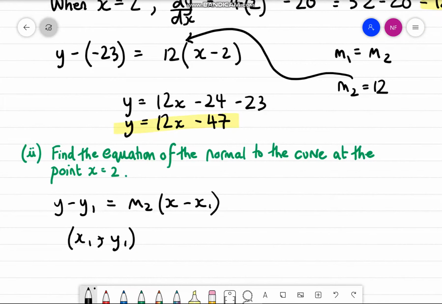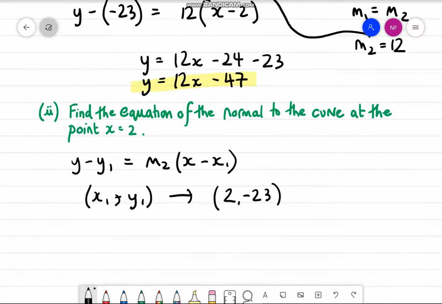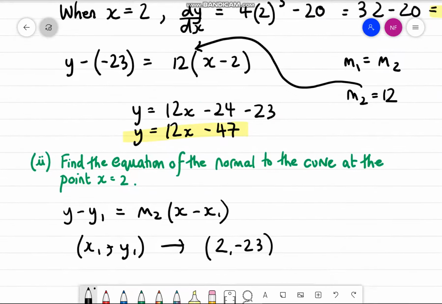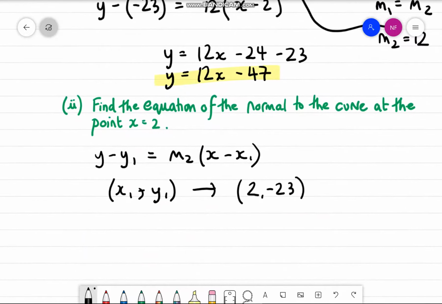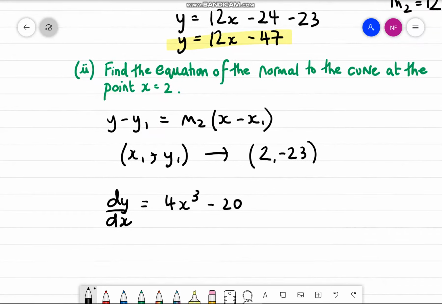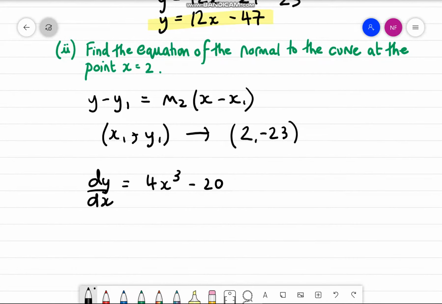So we already know x1, y1 can be expressed as (2, minus 23), and all we need to find out is m2. We already have the gradient function, which is equal to dy over dx equals 4x to the power of 3 minus 20. The only thing that changes in this case is the gradient of the line, in this case the normal, and you'll see why. So from this gradient function, we've already established that when x equals 2, dy over dx is equal to 12.